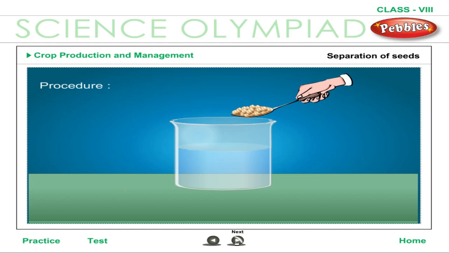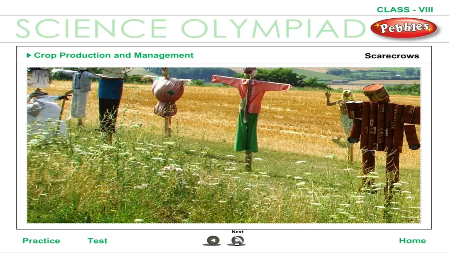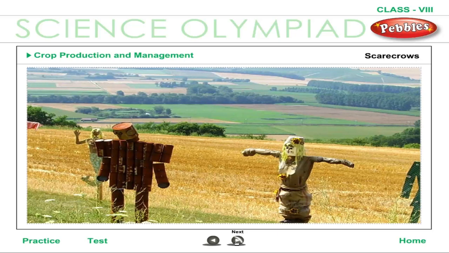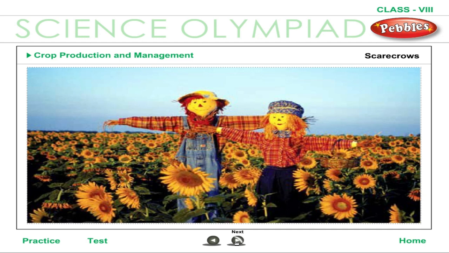Scarecrows. Sown seeds and even crops need to be protected from birds and rodents. Birds are a big menace since they can eat away sown seeds. It is for this reason that farmers need to place scarecrows in the fields.